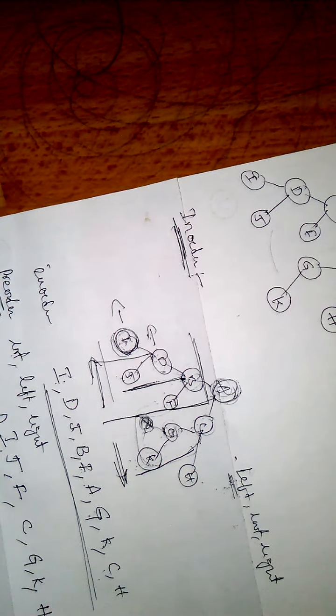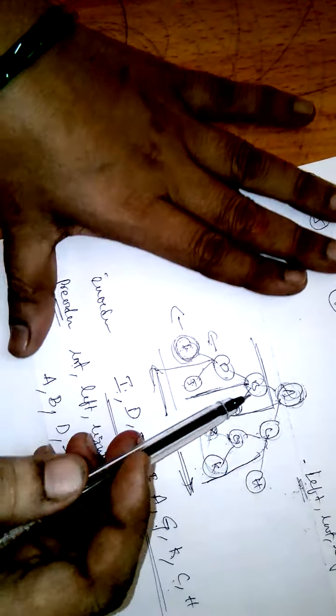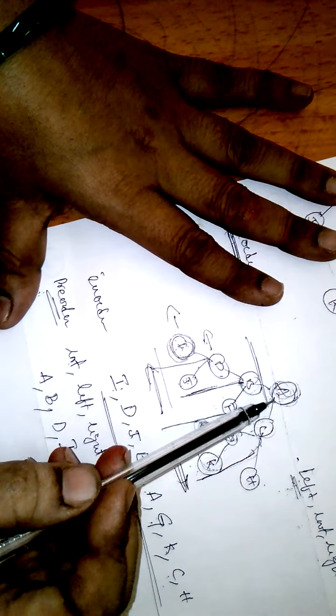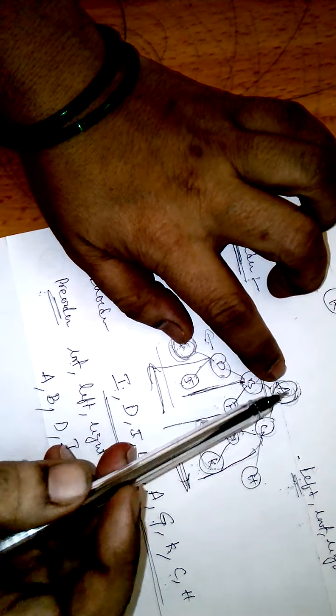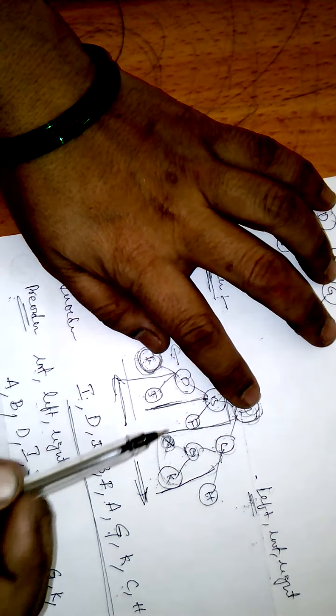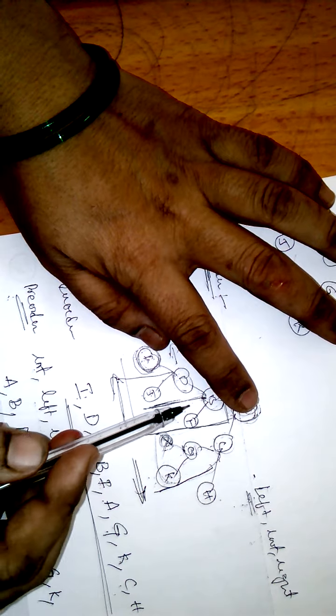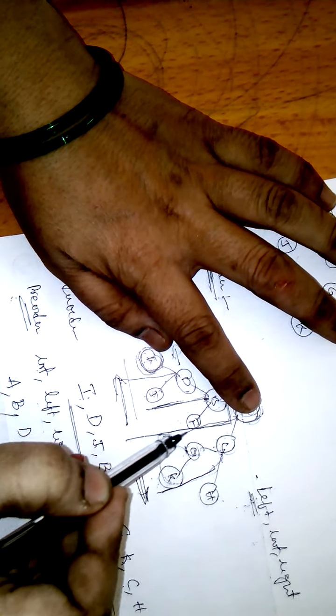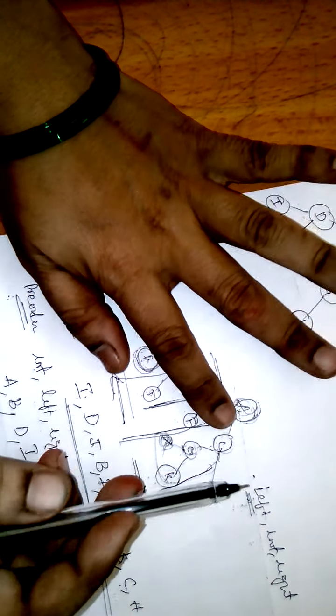Okay, so how will we show this? Now we have a root A. First visit A. Root. Pre-order means root, left, right. So visiting A. Then the left subtree or left child. So this is the left subtree of A. We visited A.